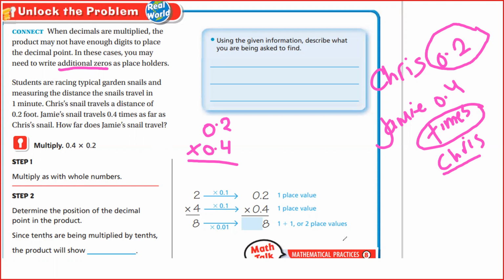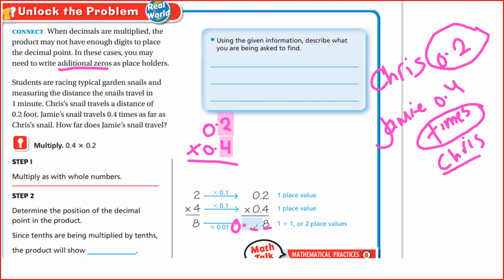Then you have to see here, where is the decimal point? It's after 1 digit. And the second one, it's after 1 digit. So 1 digit place plus 1 digit place, it will be after 2 digits. Is it right? I multiply 2 times 4, it is 8. Then we say that we have to put the decimal point after 2 digits. 1, 2, and here will be the decimal point.